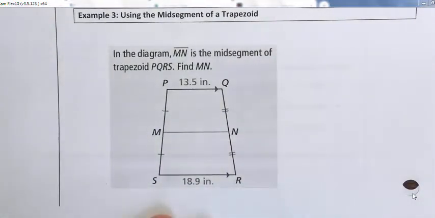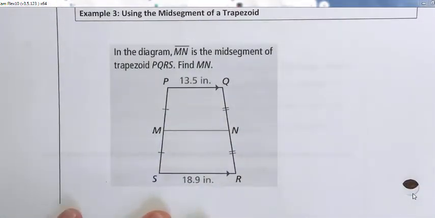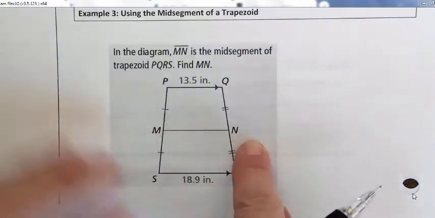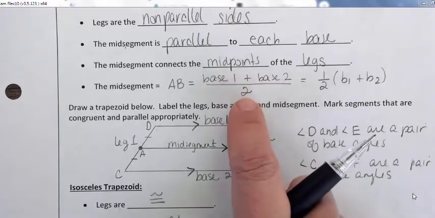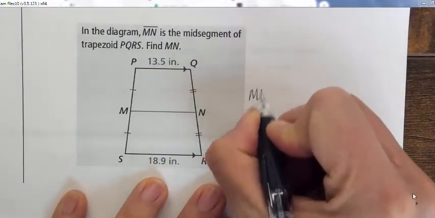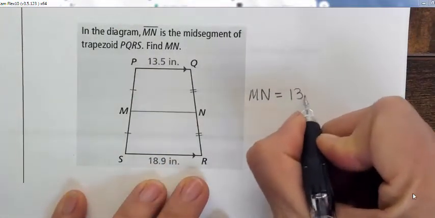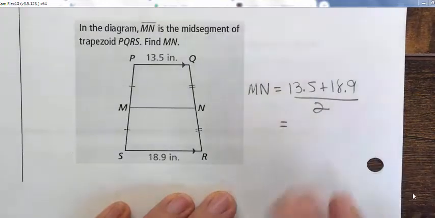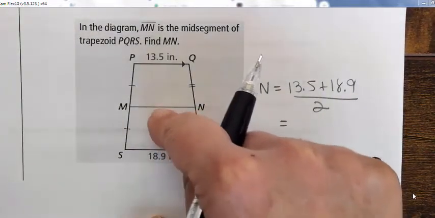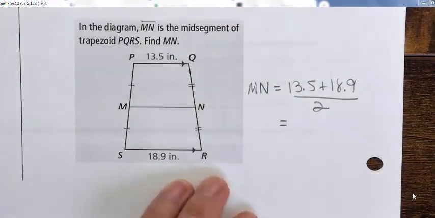All right, moving on. Example 3. In the diagram, segment MN is the mid-segment of trapezoid PQRS. Find the length of MN. Well, the way that we find the length of MN, as we wrote in our notes back here, is it's basically the average of the 2 bases, right? Take the 2 bases and divide by 2. So I'm going to take my 2 bases, the length of those, 13.5 and 18.9, and I'm going to divide by 2. It's that simple. That's just how you find the mid-segment, because it is right in the middle of these 2 bases, so it's the average of those 2.